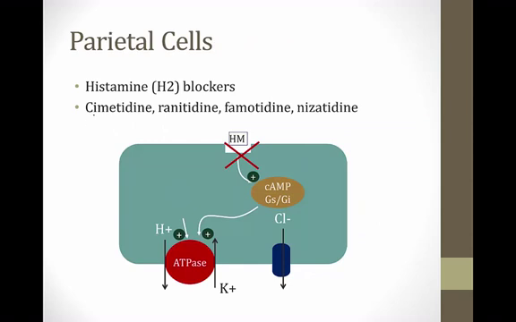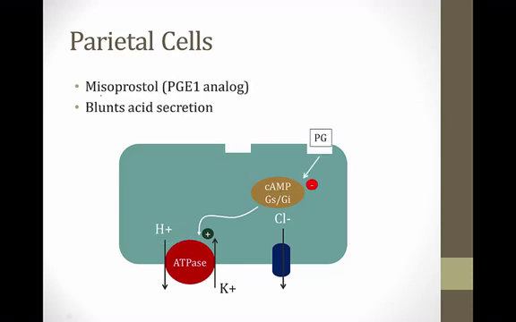Many of the acid-suppressing drugs that I discuss in the GI pharmacology module tie in with the physiology of parietal cells. So histamine or H2 blocker drugs like cimetidine, ranitidine, famotidine, and nizatidine all block the histamine receptor, so the histamine can't raise the cyclic AMP level and activate the proton pump. Misoprostol is a rarely used drug that is a prostaglandin E1 analog. It will activate the prostaglandin receptor, which will decrease the amount of cyclic AMP in the cells and then lower the amount of acid production.